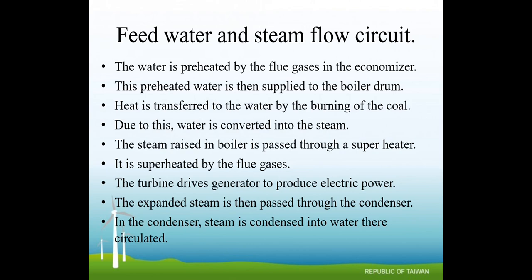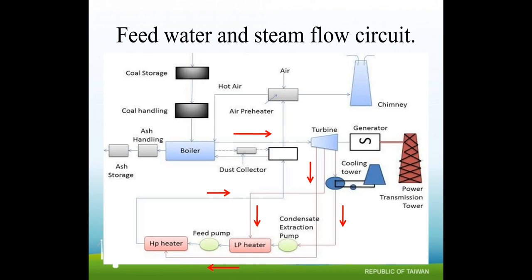It passes through the superheater. At that place the steam is converted into superheated steam. The superheated steam coming out of the boiler drives the turbine. The turbine produces mechanical energy. Then the generator produces electrical power. This expanded steam is passed through the condenser. The condenser is used to condense the steam into water. It is a circuit.